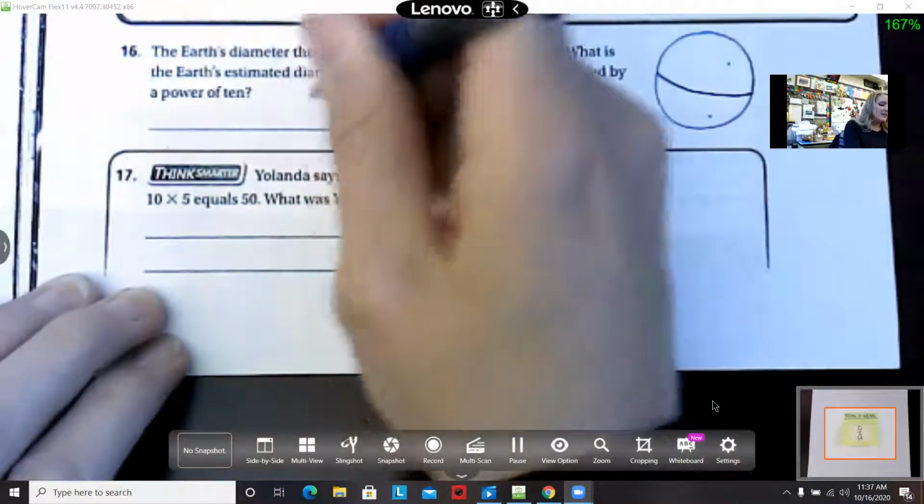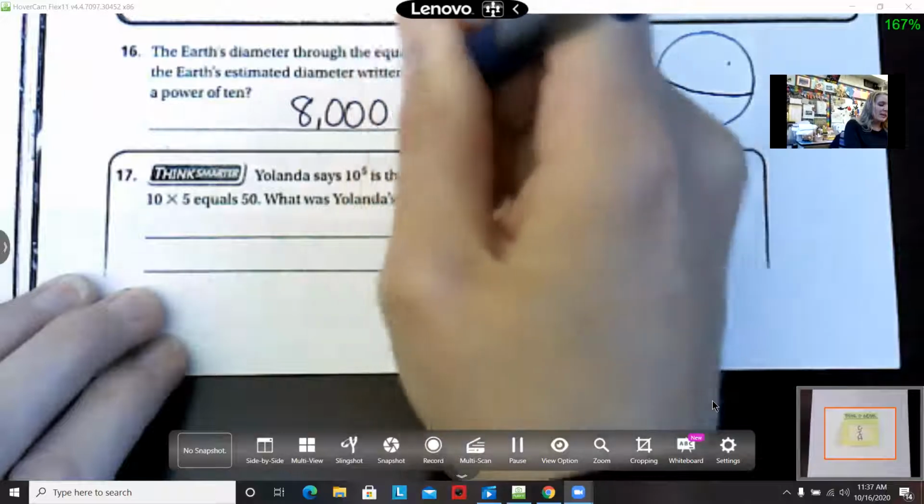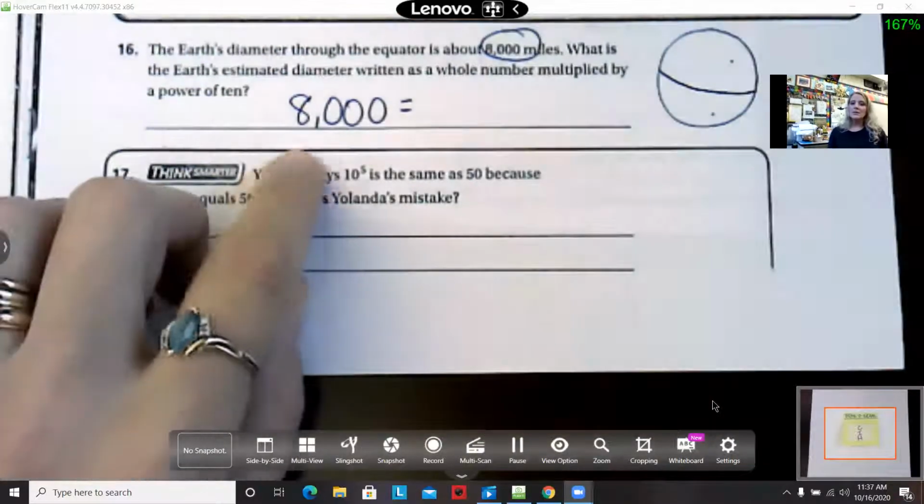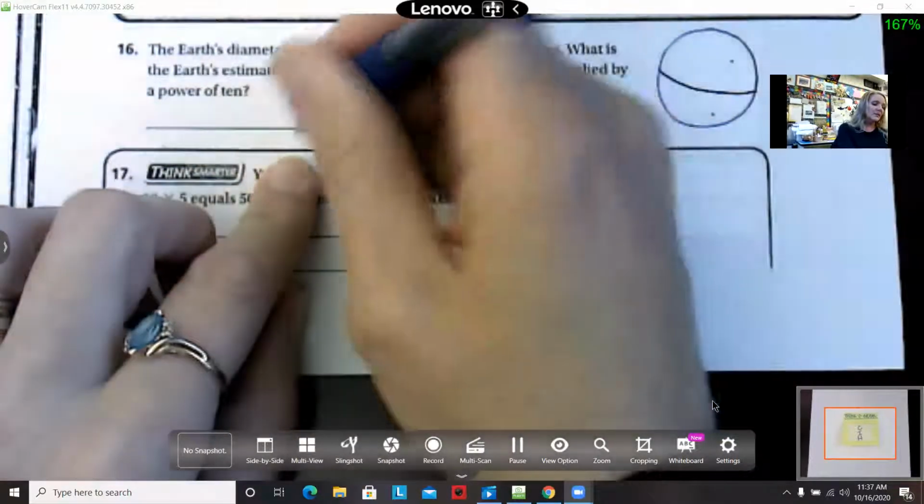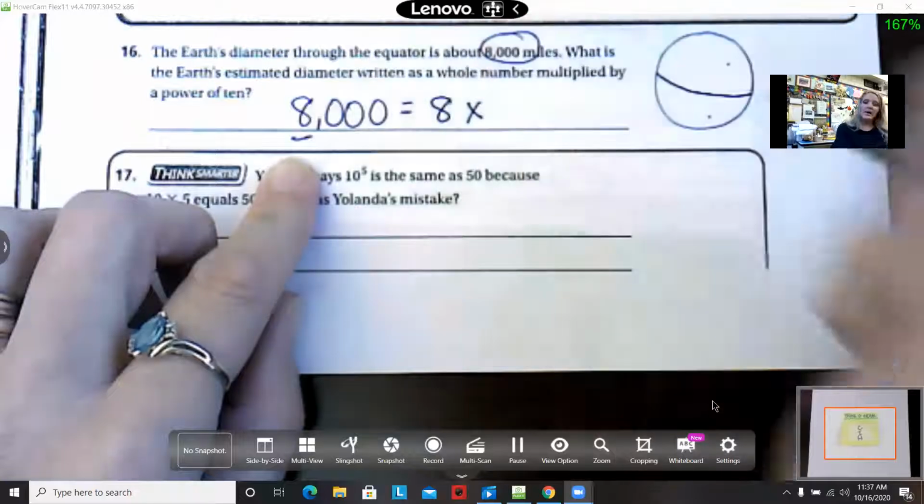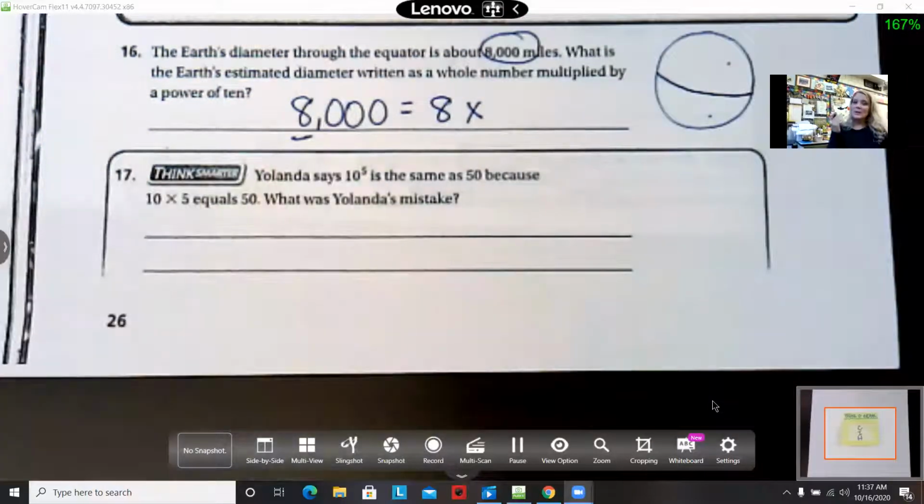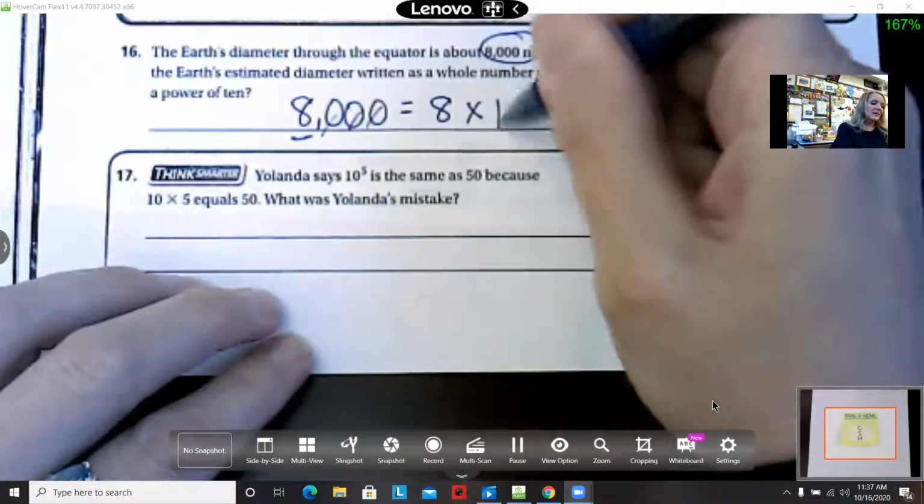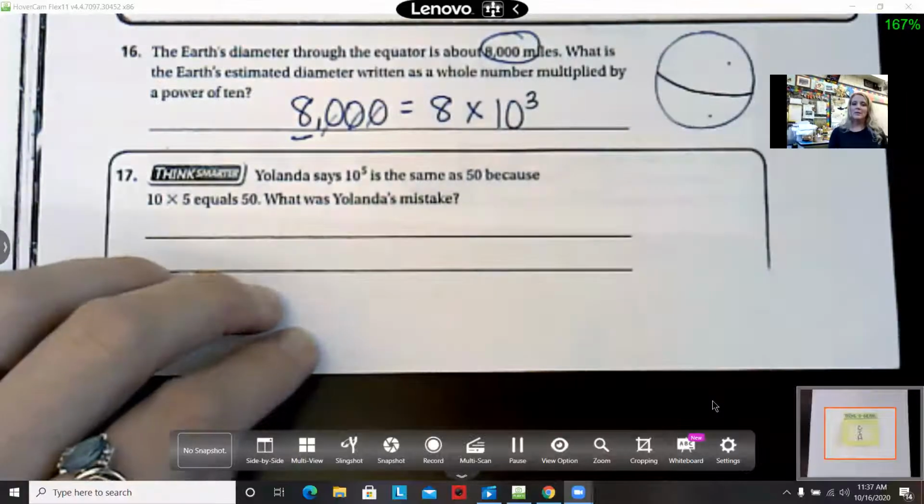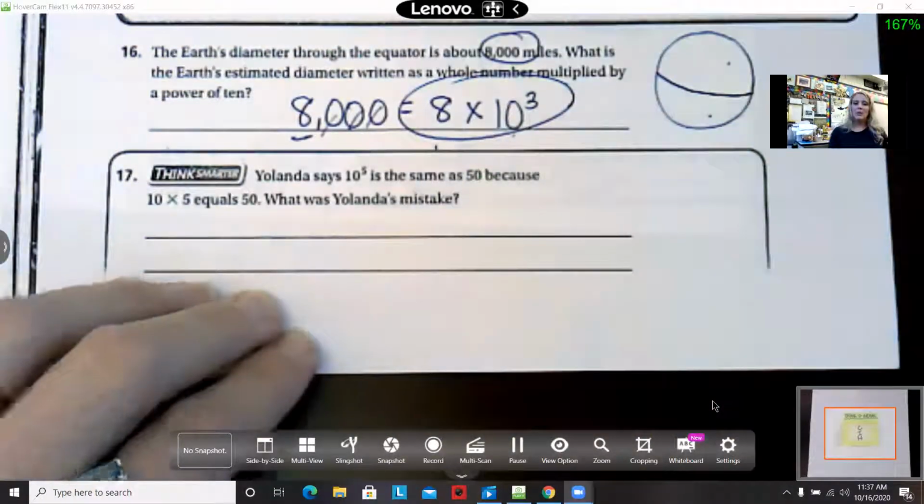So if it's 8,000, I'm just going to write 8,000 equals, okay, what whole number do I see here? 8 times 10 to the what power? How many zeros do you see there? 3. So it's 10 to the 3rd power. And that's our answer, a whole number multiplied by a power of 10.